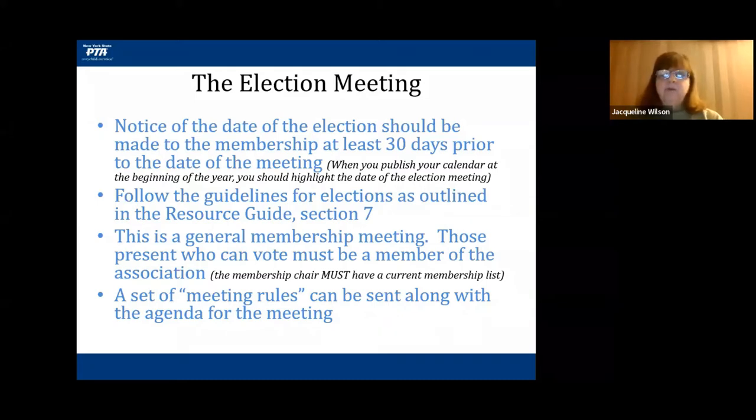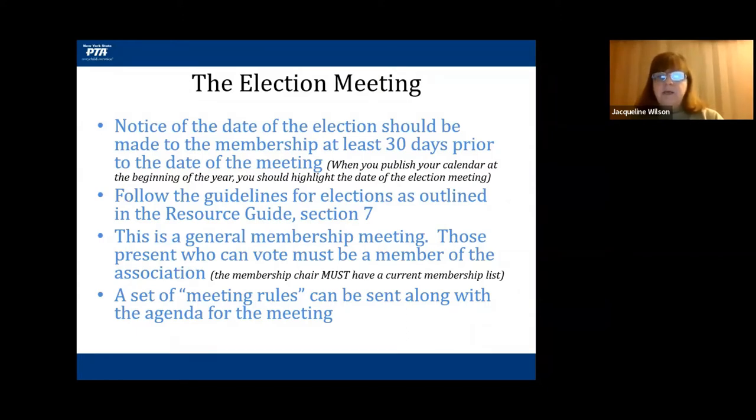Now, at the beginning of the year, you publish a calendar. That calendar should be out there for all your members to see right away. And if changes are made, obviously, then those need to be communicated. But when you publish the dates, make sure that you highlight that April date, in this case, as being the election meeting. So now everybody knows that that will be the date of the election meeting.